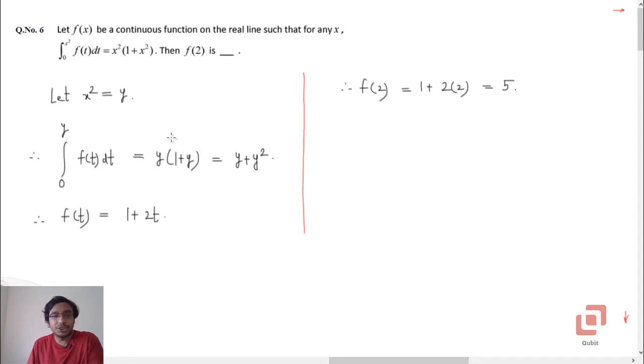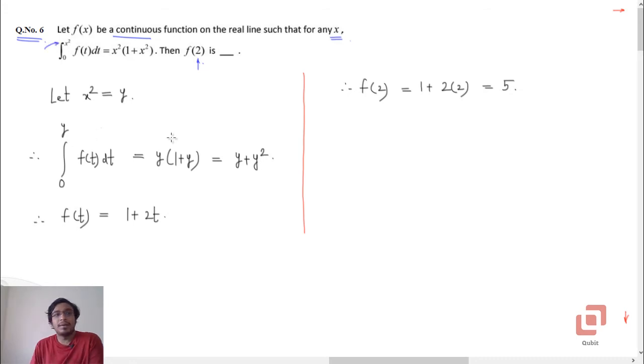Question number 6, based on calculus of single variable functions. Let f be a continuous function on the real line such that for any x, the integral from 0 to x squared of f of t dt is equal to x squared into 1 plus x squared, then f of 2 is. Okay, so remember, here x is present in the upper limit as a function, x squared.